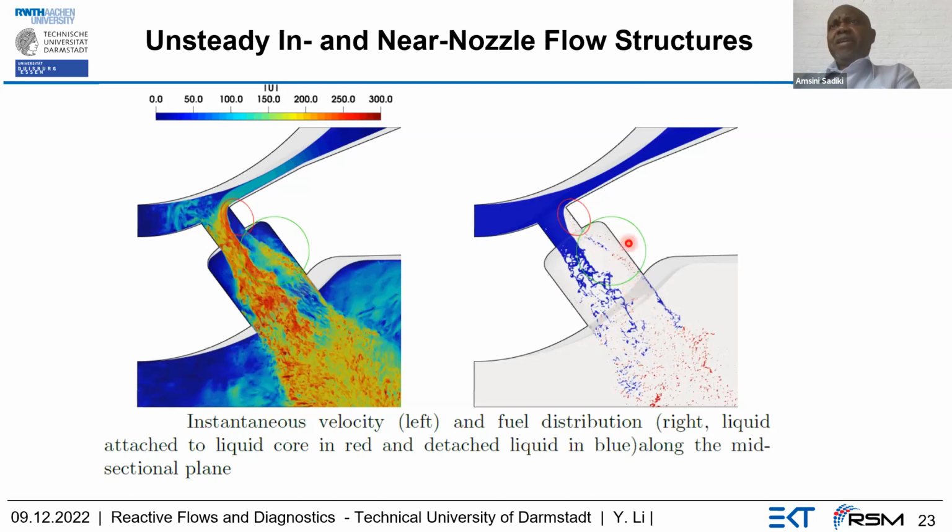If we take a look at the different positions, we will see in the next slide. So we could now record the distribution of droplets which are detached from the liquid core, so that we can plot this distribution at the different positions here. We call them different planes.